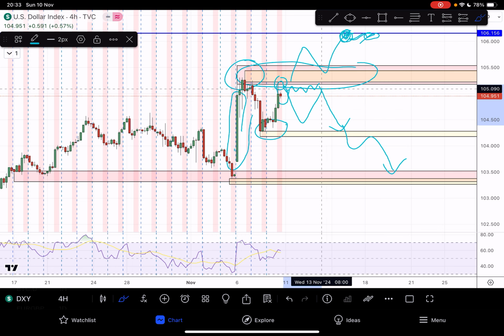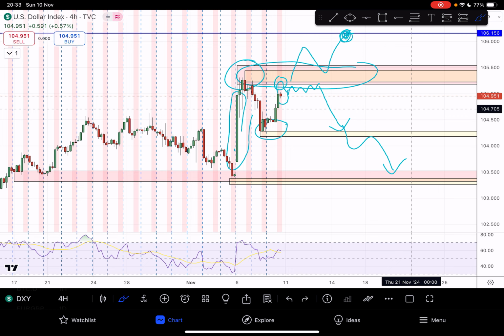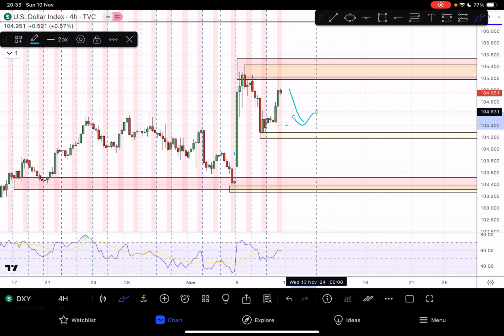Obviously, there's a case where it can reject it and go down and be in this range as well, but it's good to have different biases and ideas for the week. However, we'll have to wait and see how it plays out because it's now at a H4 resistance. There's a likelihood it could go down to this region here, or it could breach it and go up, as I said.